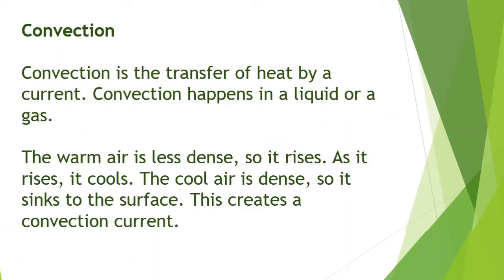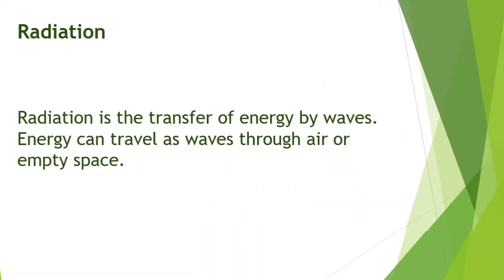Convection is the transfer of heat by a current. Convection happens in a liquid or a gas. Air near the ground is warmed by heat radiating from Earth's surface. The transfer of energy from one object to another through electromagnetic waves is known as radiation.